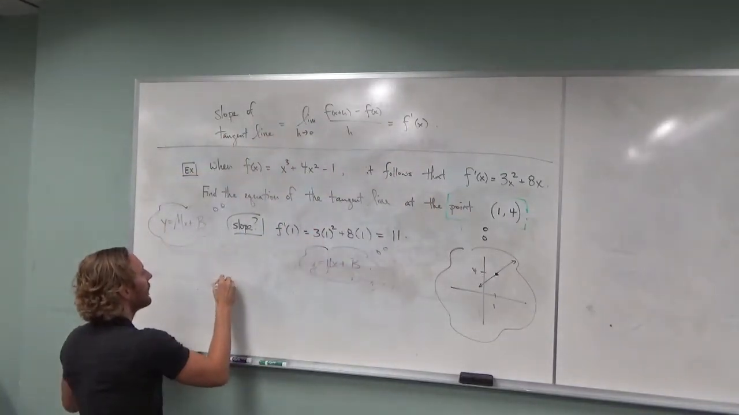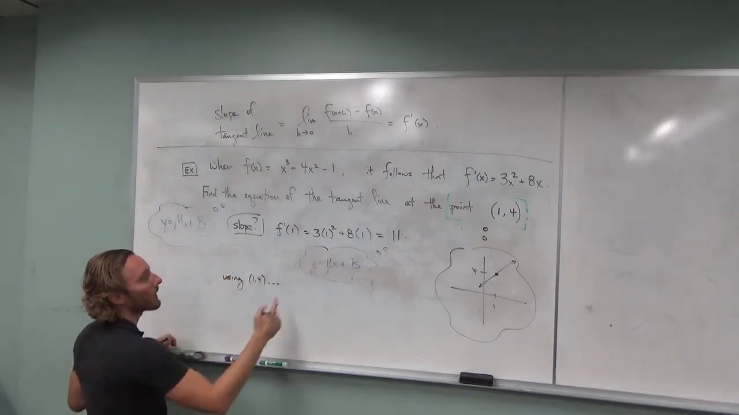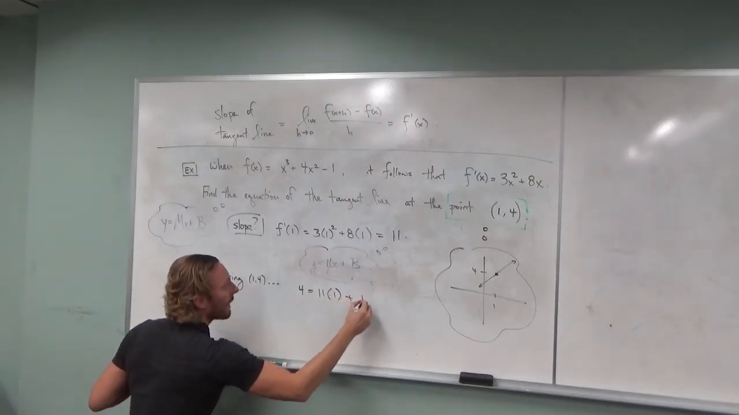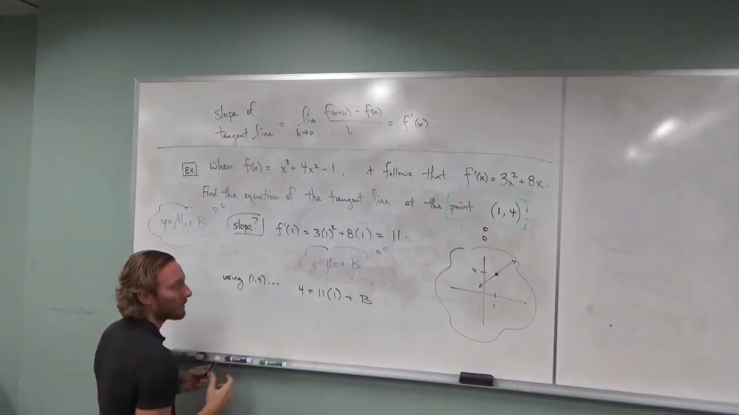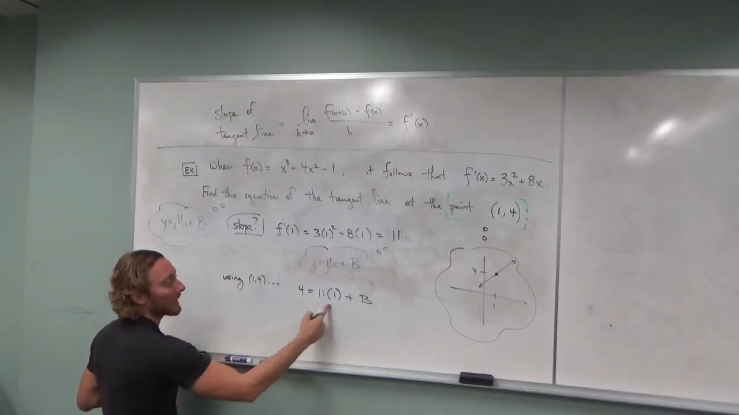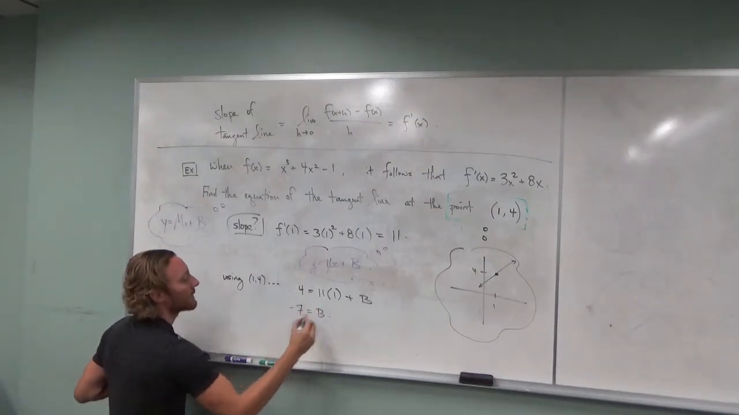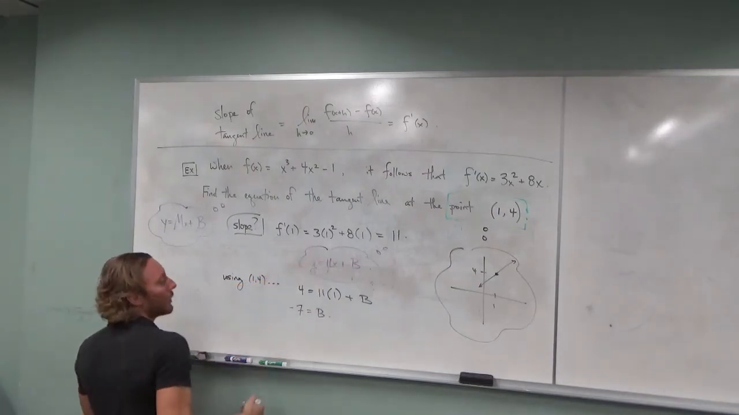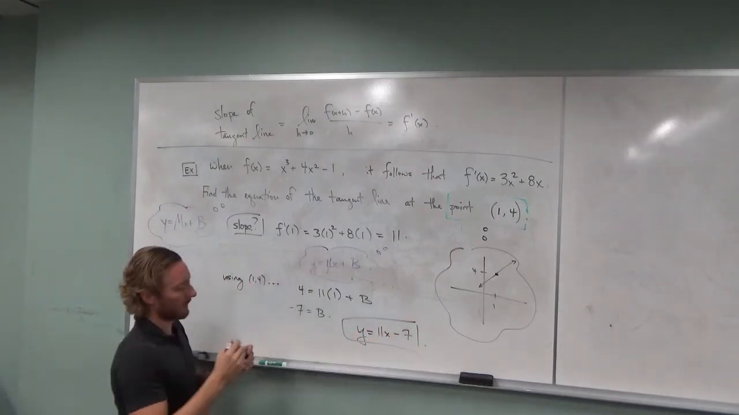So using our point (1, 4), plugging in 4 for y, 1 for x, using our slope of 11, y equals mx plus b turns out to be 4 equals 11 plus b. Well, if you want to get b by itself here and 11 is being added to it, you could subtract 11 from both sides. So minus 7 is b. You know the slope, 11. You know the y-intercept, minus 7. You know the line, y equals 11x minus 7.